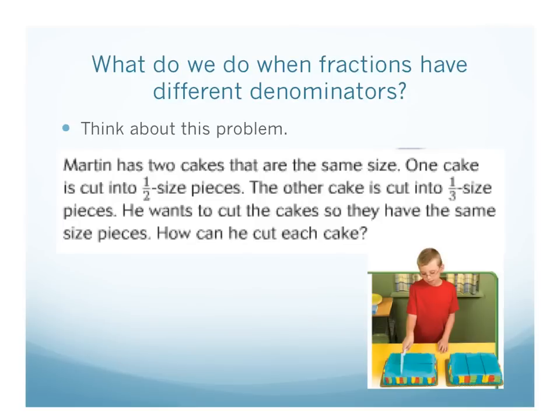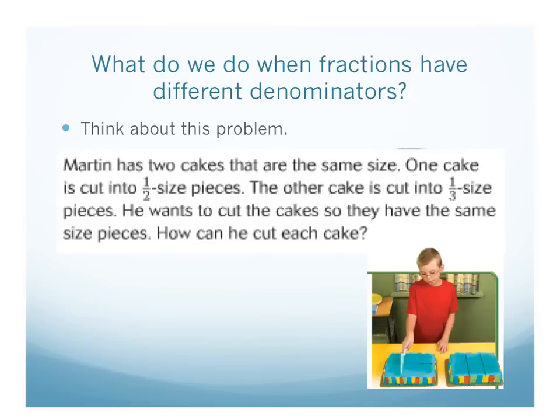So here's our question. What do we do when fractions have different denominators and we want to compare them or combine them? So here's an example of when we might have this problem. Martin has two cakes that are the same size. One cake is cut into half-size pieces. Somebody's hungry for some cake. The other cake is cut into 1/3 size pieces. He wants to cut the cake so that they have the same size pieces. How can he cut each cake?